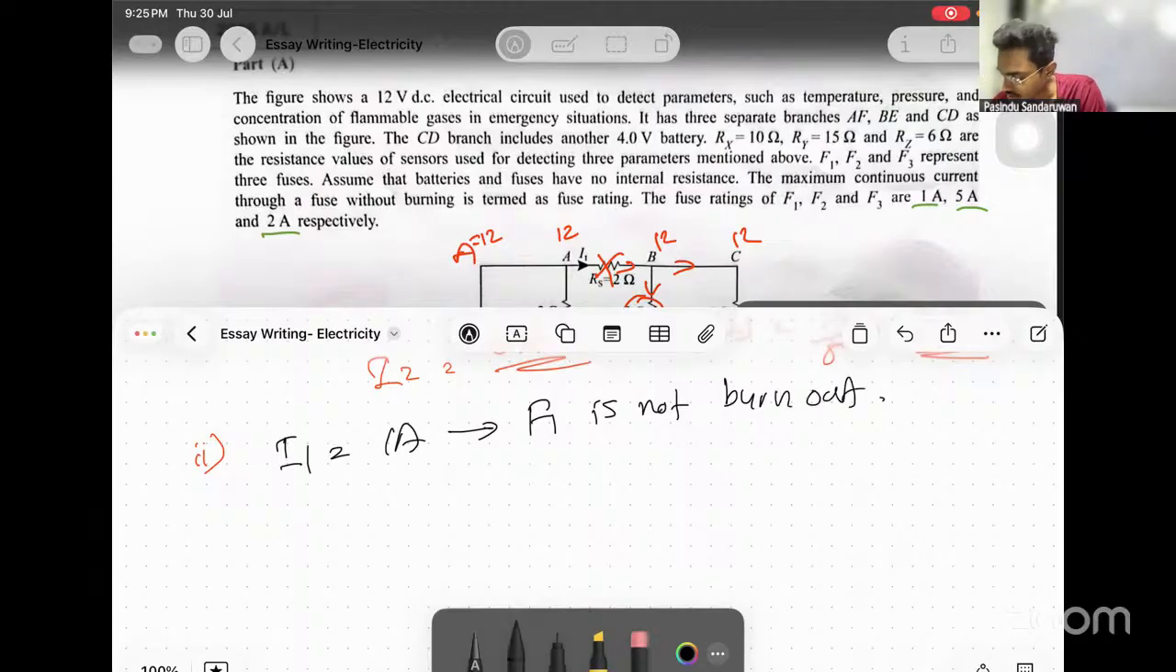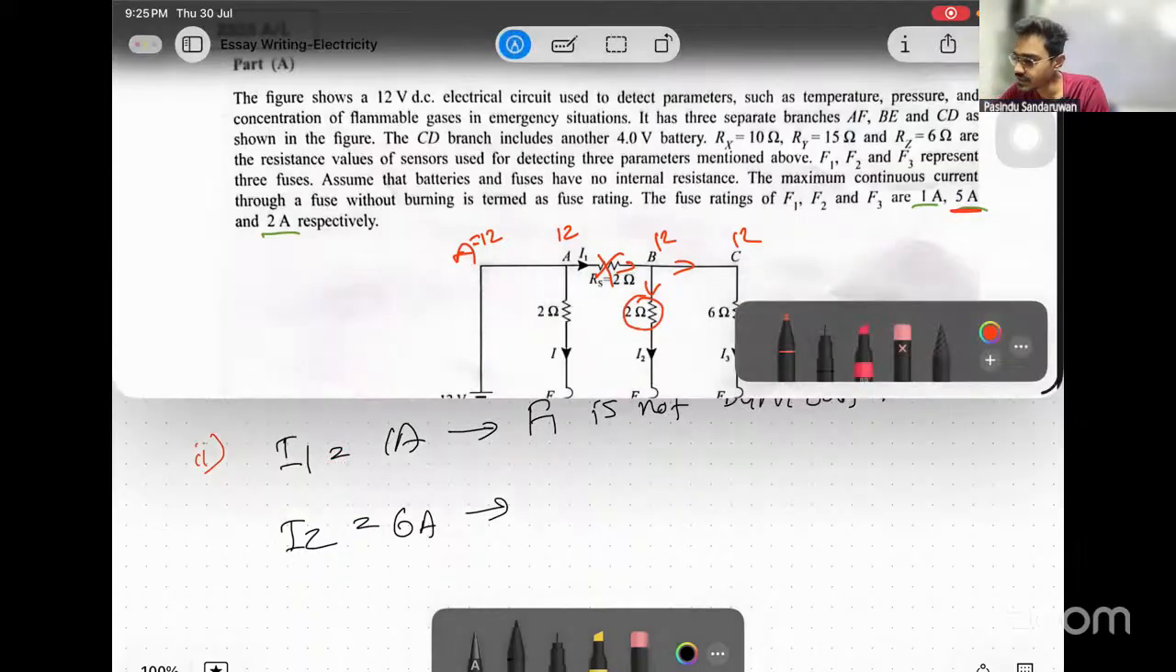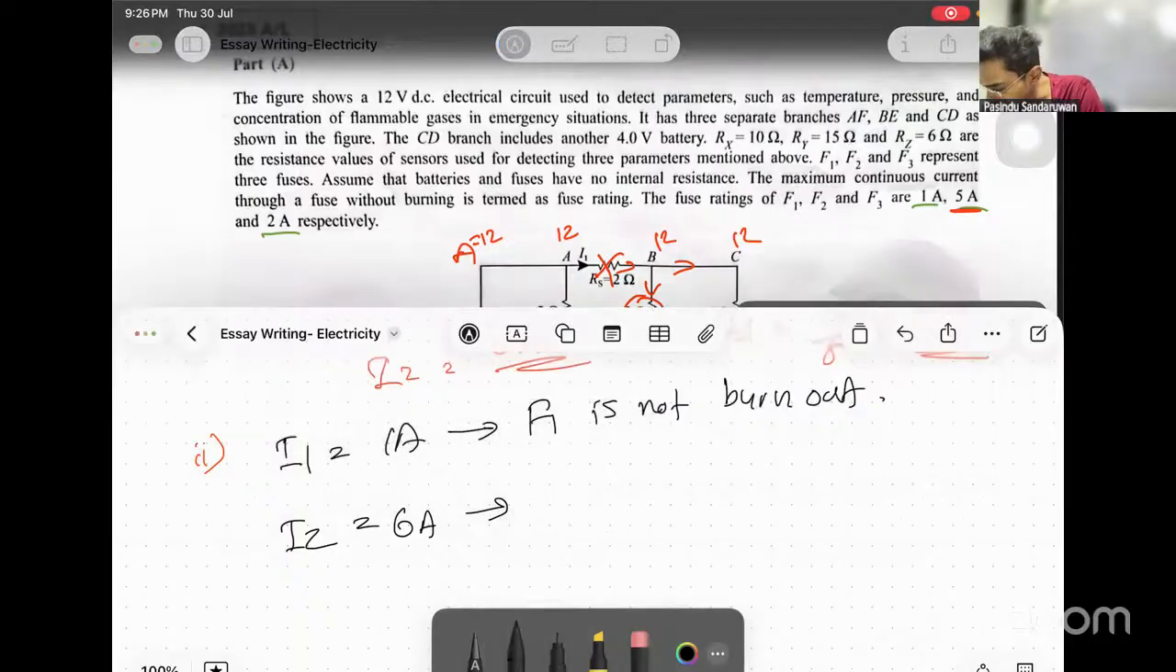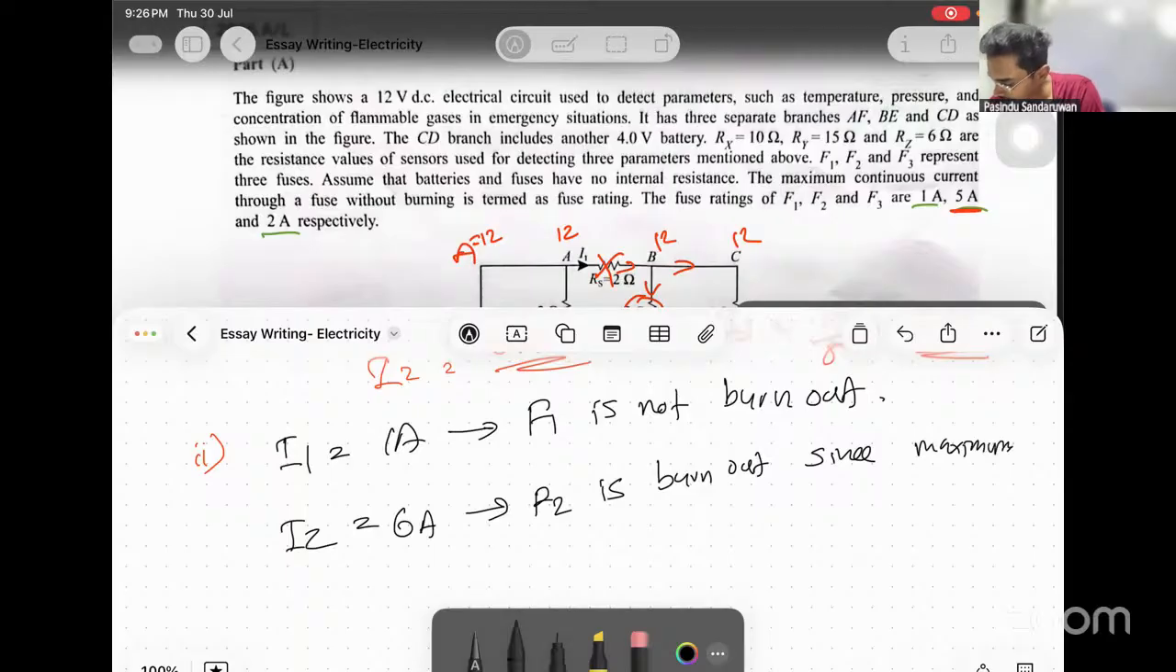F1 is not burn out. Then if you check I2, now I2 is 6 amperes, right? For F2, only 5 amperes is withstandable. Then F2 is burn out since the maximum current is exceeded. Whereas F1 is not burn out since the maximum current is not exceeded, right?